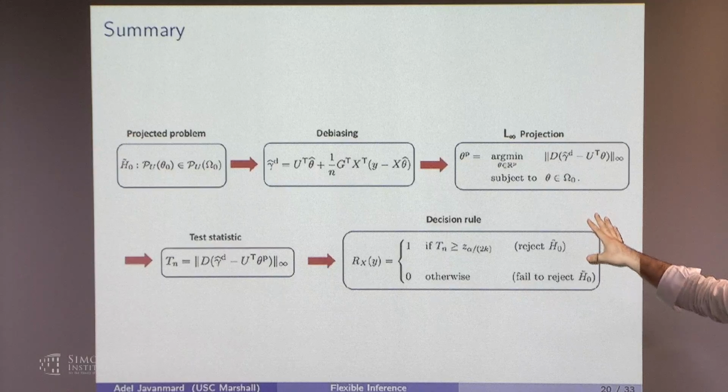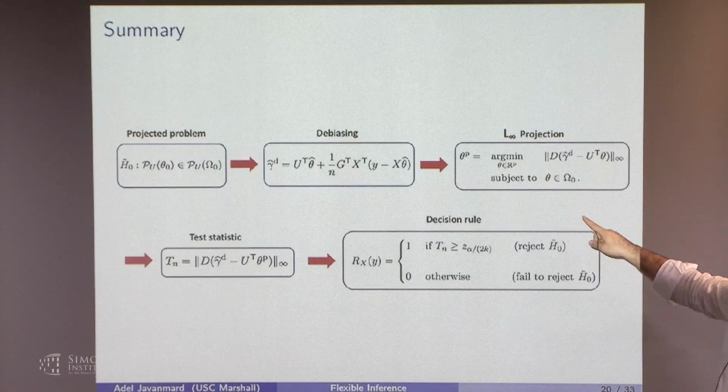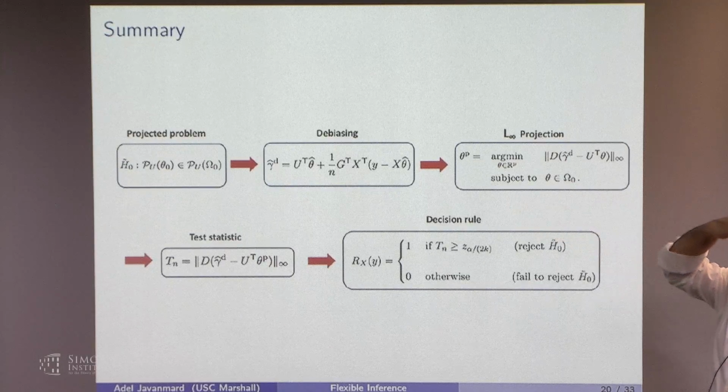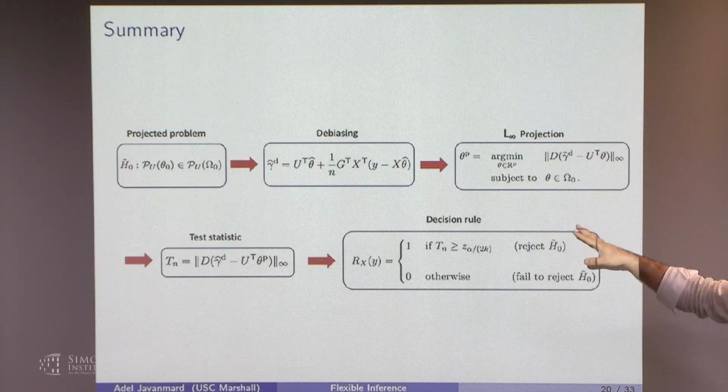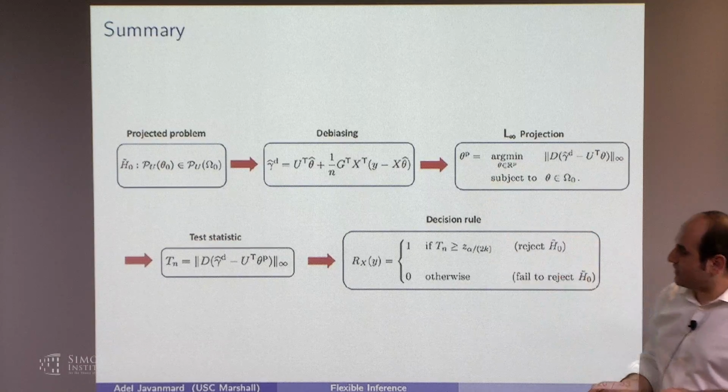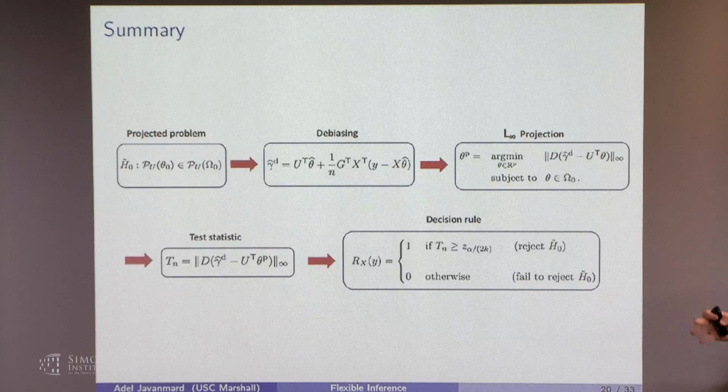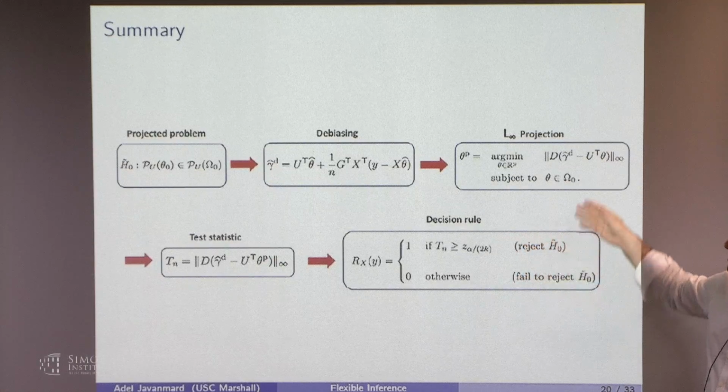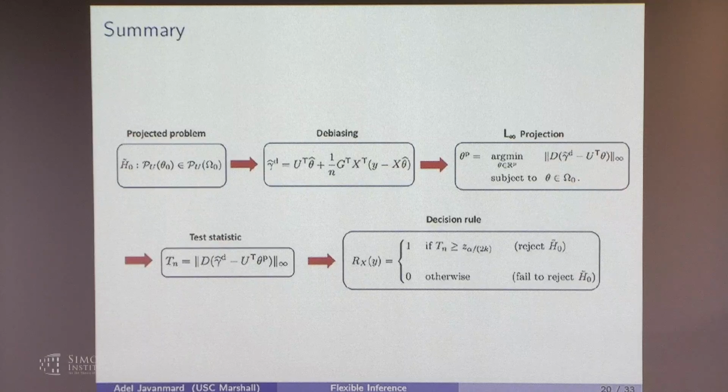So if I want to summarize, this is mostly the decision. I need to modify it a little bit because I've not told you yet how to choose U. But if you know what the good U is, then this is the procedure that you follow. You project the problem on subspace U, you debias U transpose theta hat, you do L infinity projection on omega 0. This is your test statistic, and then you have the decision. So these first three steps are natural. Any question?